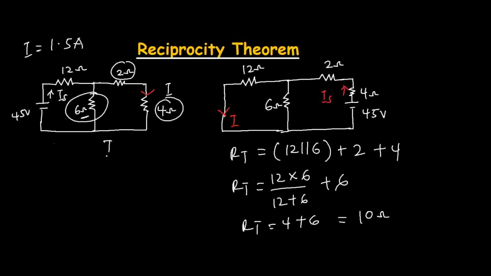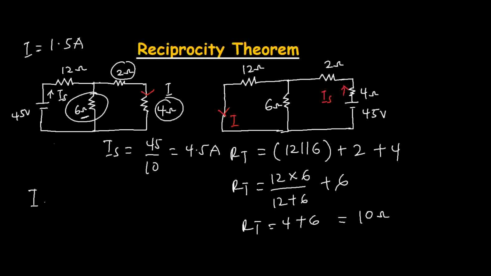Now you can find the source current, which will be 45 divided by 10, which is the voltage divided by the resistance. So that will be 4.5. So we have the source current to be 4.5 amperes. So now you know the source current, and you have to find the value of I. You can find the value of I by applying the current division rule.